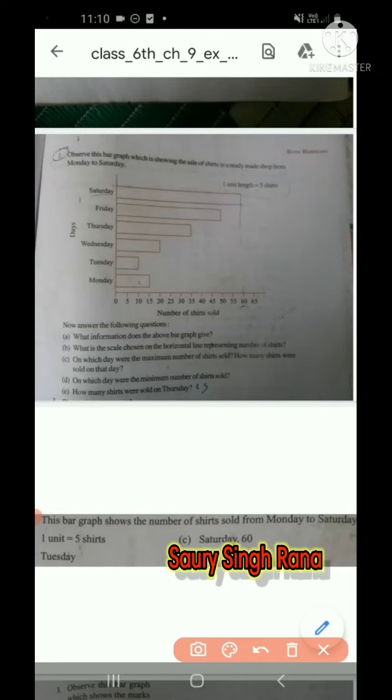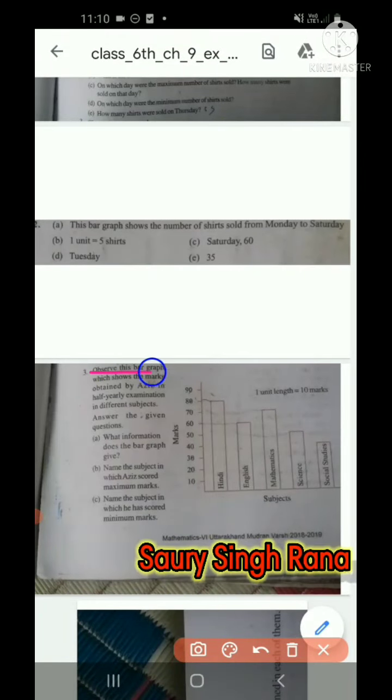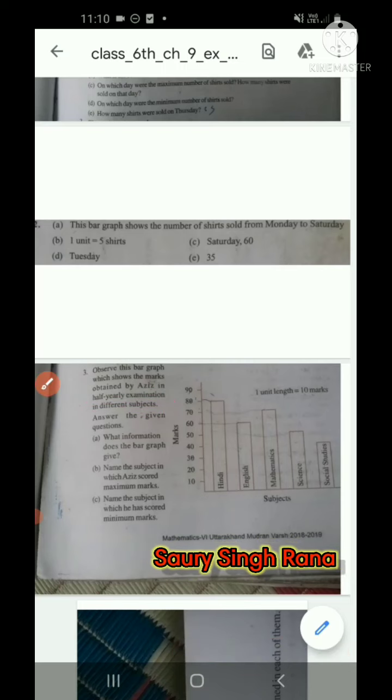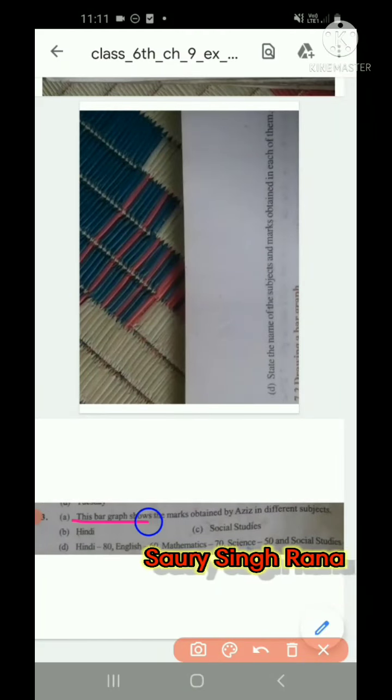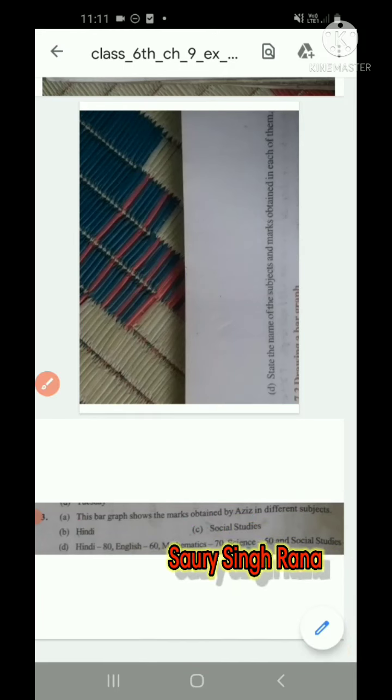Now moving to question number 3. Question 3 says observe this bar graph which shows the marks obtained by AGs in half-yearly examination in different subjects. So we have this graph. Now answer the following given questions. So A part is what information does the bar graph give? So what will be our answer? Our answer is this bar graph shows the marks obtained by AGs in different subjects. Right? This information is shown to us.